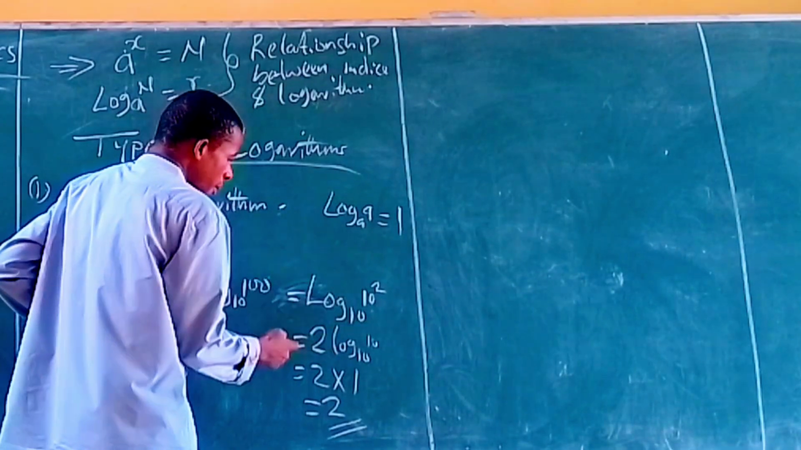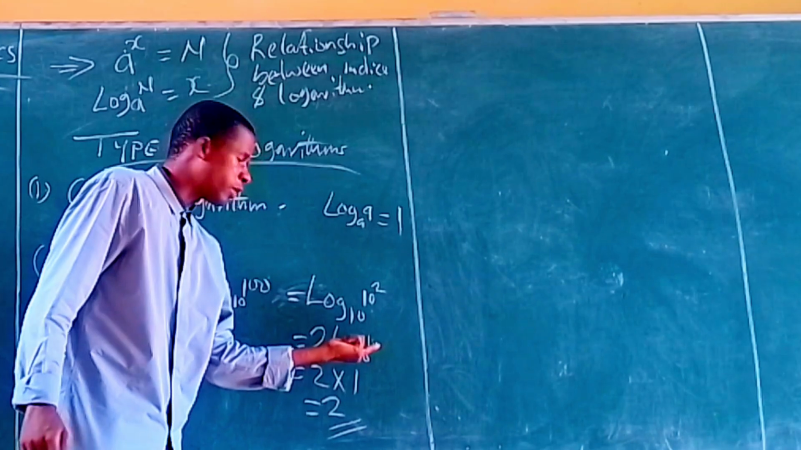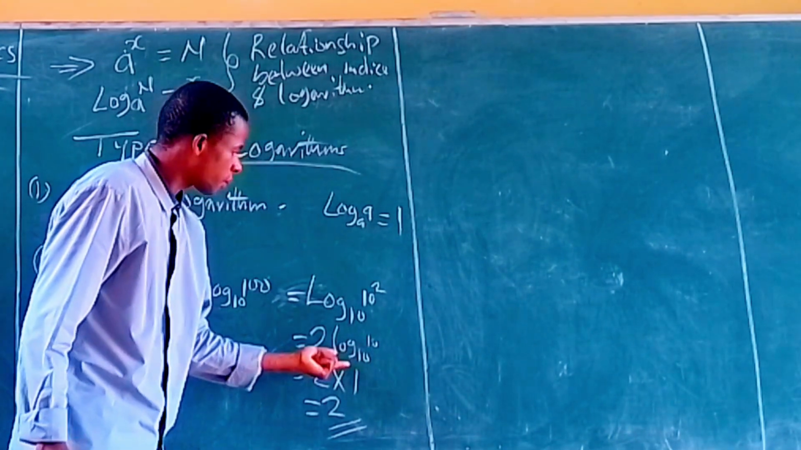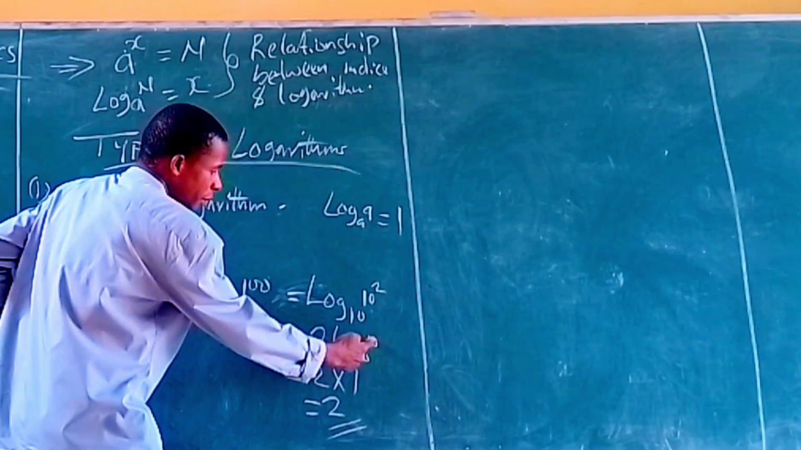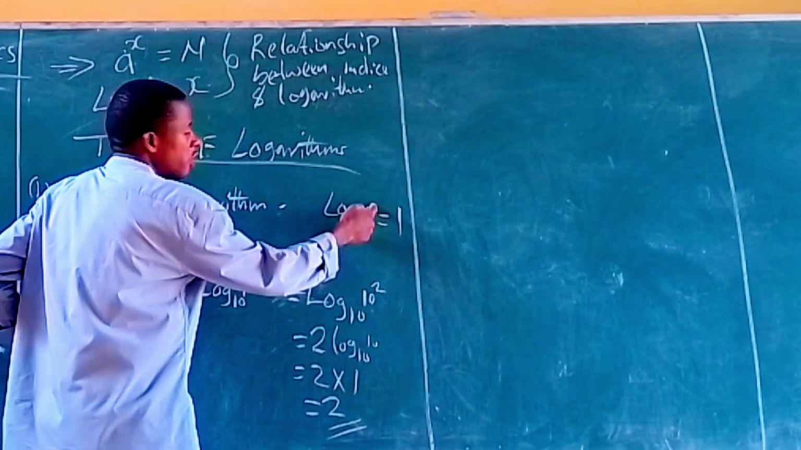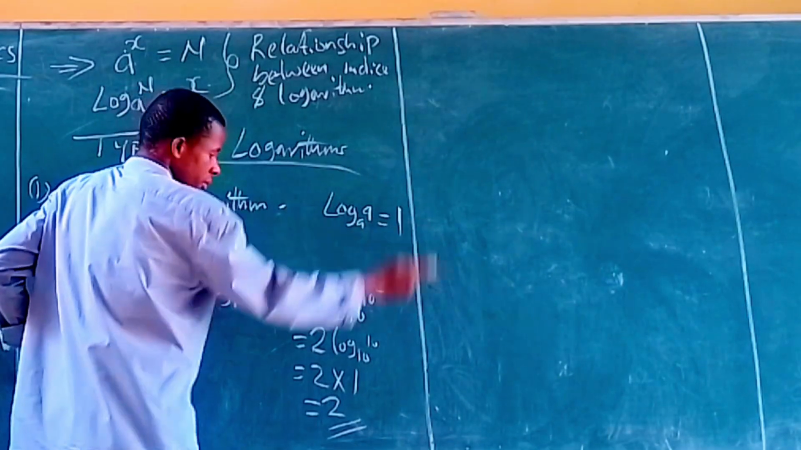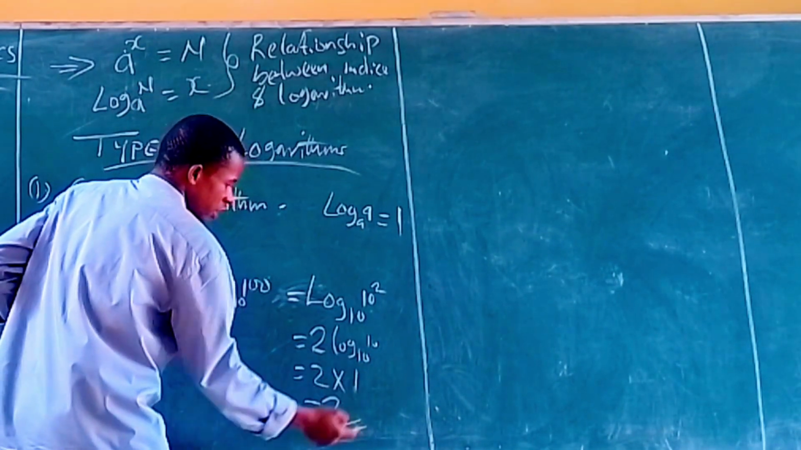So this power now will come down in front of the log and multiply. Now if you look at log of 10 squared, base 10, it's log of a base, because the same base is raised to the same power. So when the log goes to the same base, it will give us 1. We are having 2 times 1, because this log becomes 1.